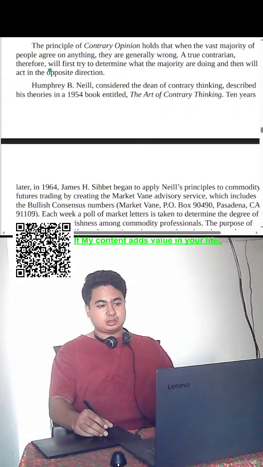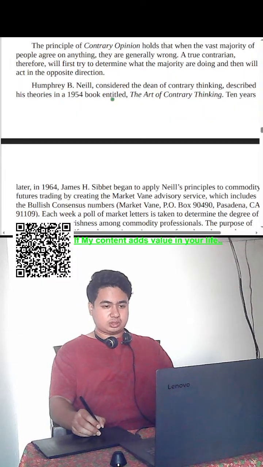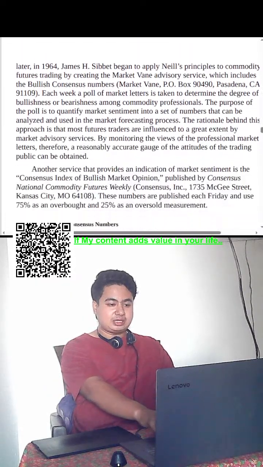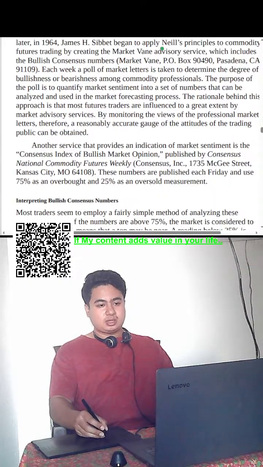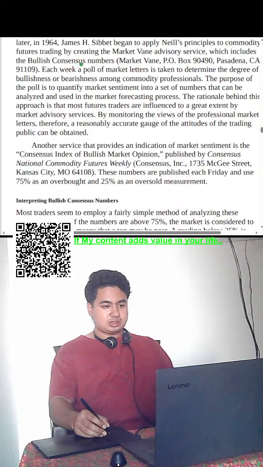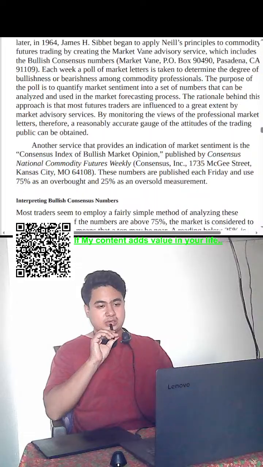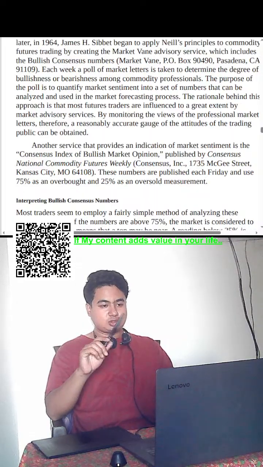A true contrarian, therefore, will first try to determine what the majority are doing, and then will act in the opposite direction. Humphrey B. Neill, considered the dean of contrary thinking, described his theories in a 1954 book entitled The Art of Contrary Thinking. Ten years later, in 1964, James H. Sibbet began to apply Neill's principle to commodity futures trading by creating the Market Vane advisory service, which includes the bullish consensus numbers. Market Vane, PO Box 90490, Pasadena, CA. Okay. Each week, a poll of market letters is taken to determine the degree of bullishness or bearishness.